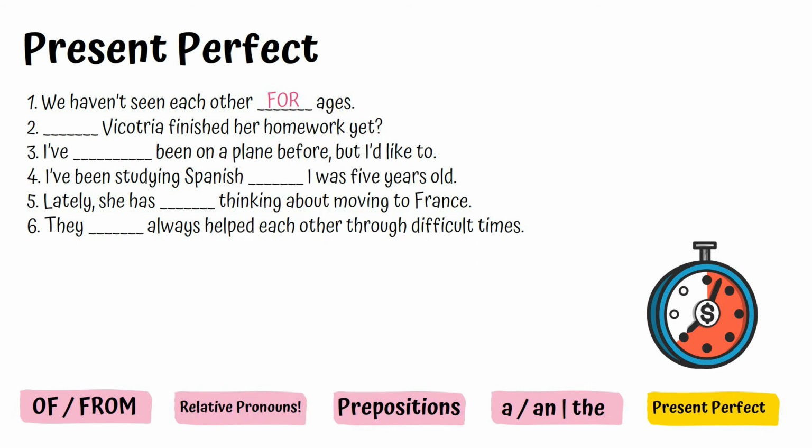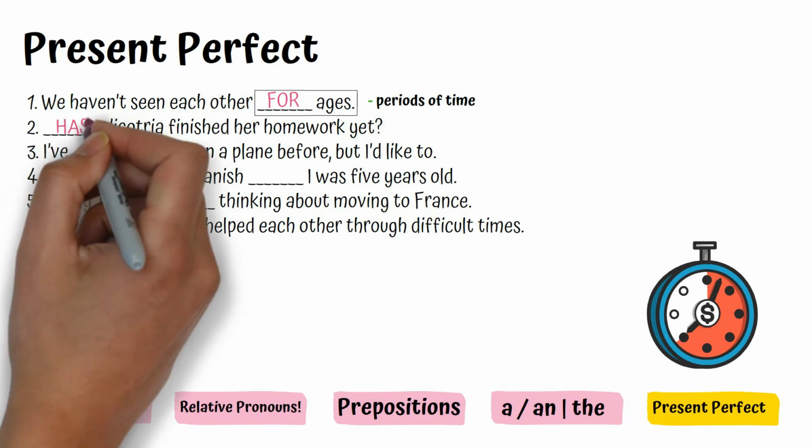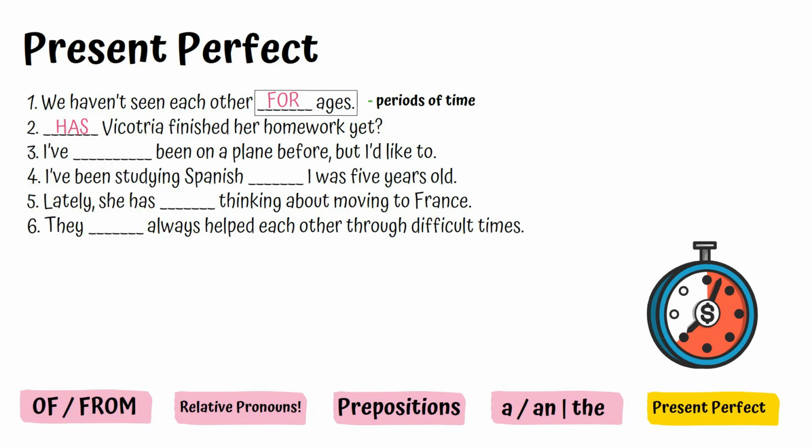Number 1. For is the correct answer, because we use for with the present perfect to talk about periods of time like for ages. Number 2. Has is the correct answer, because we use the third person singular auxiliary verb has with the subject Victoria to form a question in the present perfect tense.